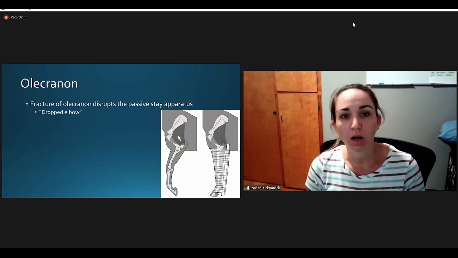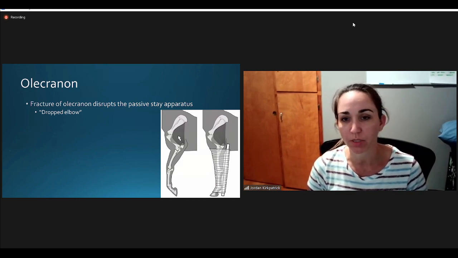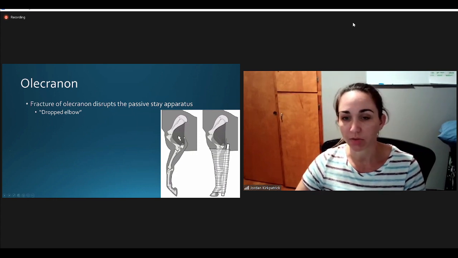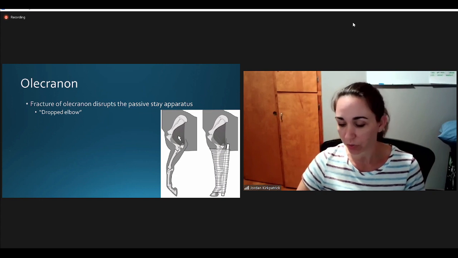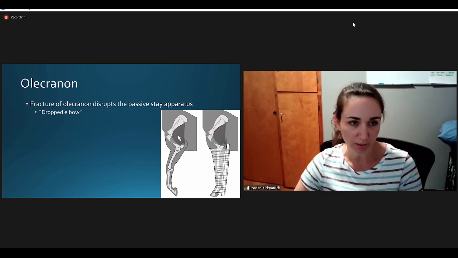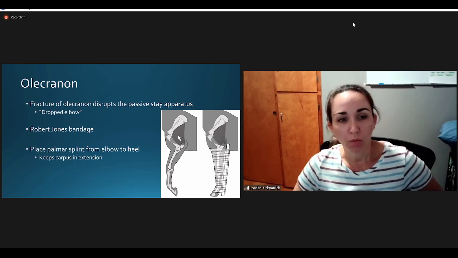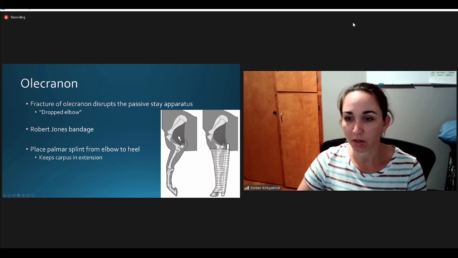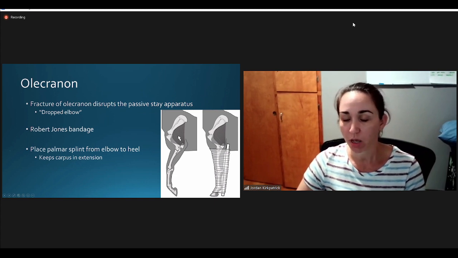For the olecranon, fractures of the olecranon disrupt the passive stay apparatus, because the triceps insert on the olecranon. When there's a fracture there, the triceps can't engage and straighten the limb. So the horse will have a dropped elbow stance, very similar to what was shown previously in the horse with radial nerve paralysis. So a Robert Jones or modified Robert Jones, and then a palmar splint from the heel to the elbow, because what we're trying to do is mimic what the triceps does, which is keep the leg straight. Because it's on the olecranon, we don't also need a lateral splint, just the caudal splint is enough.